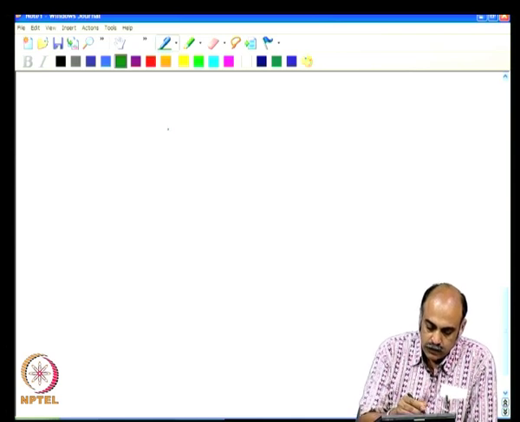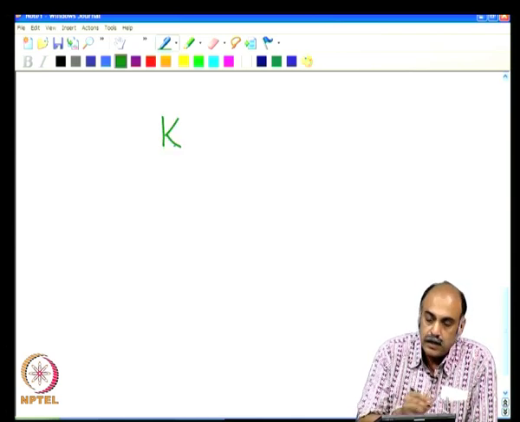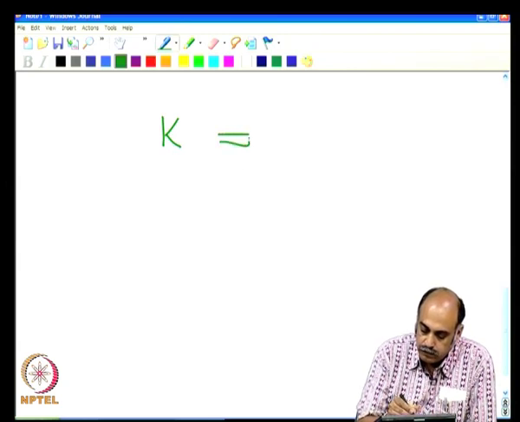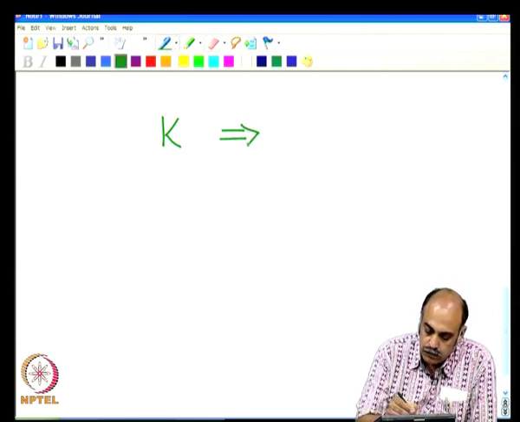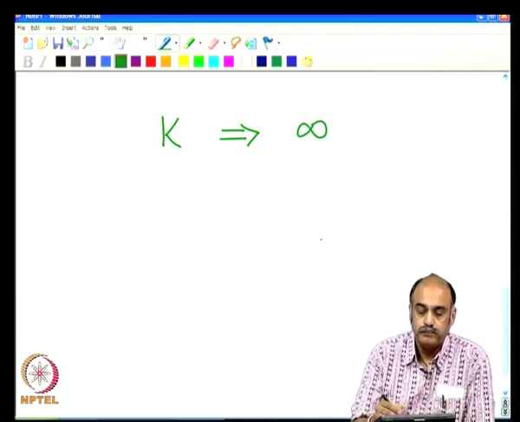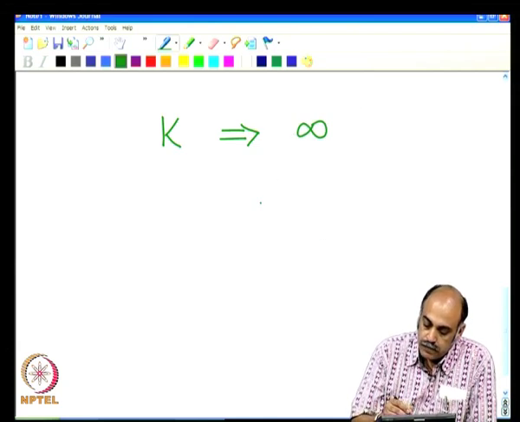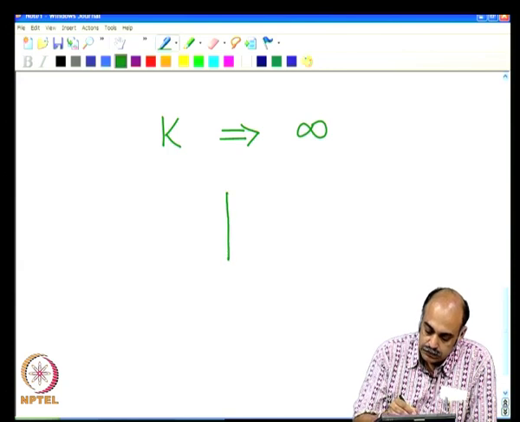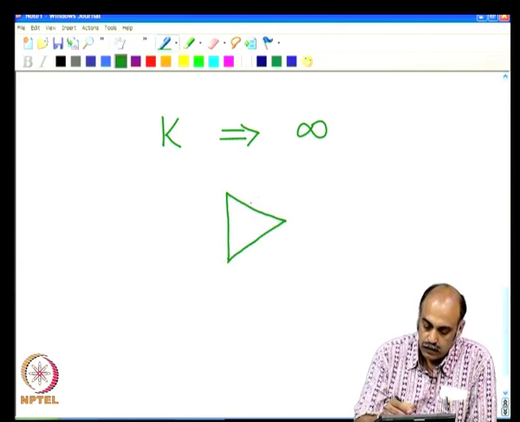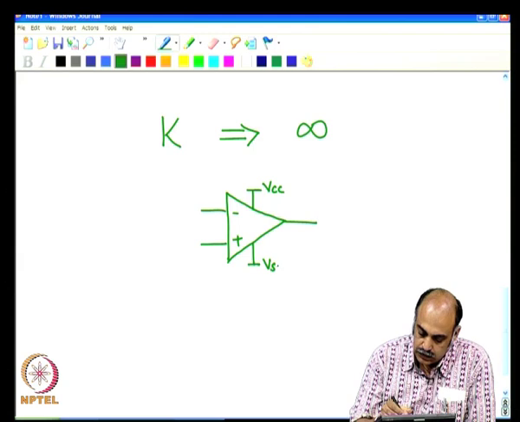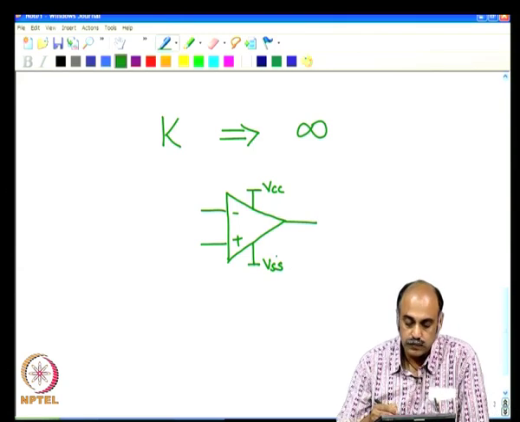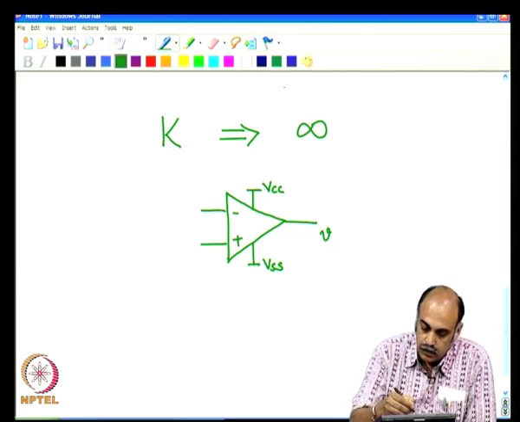So, therefore, we cannot, even though practically it is possible to set K to a very high value. See, we have op-amp comparators. The op-amp comparators with power supply given as VCC VSS, again limited plus minus 12 volts. This is the output of the op-amp.